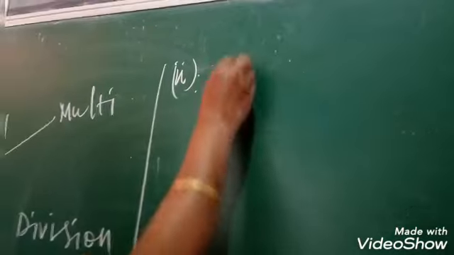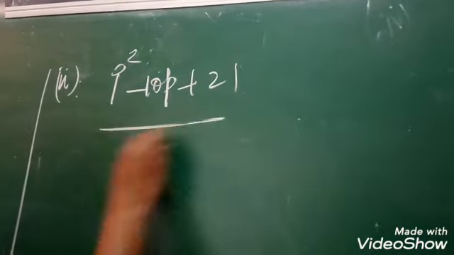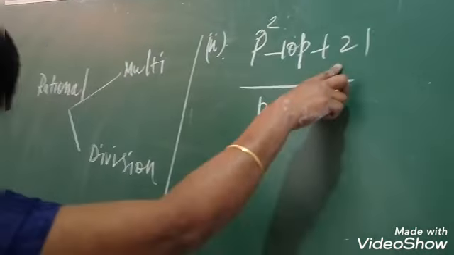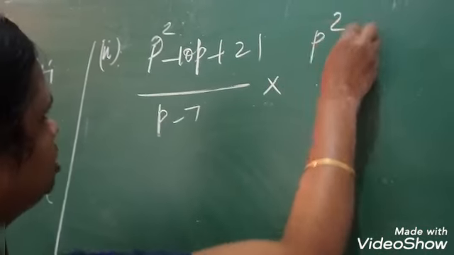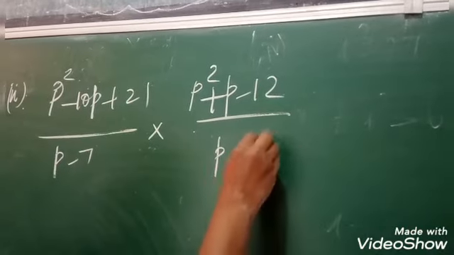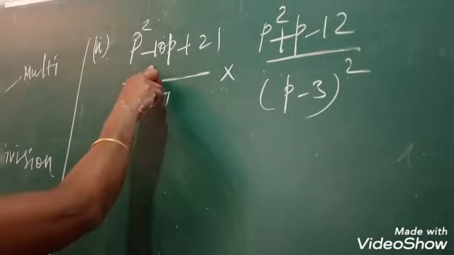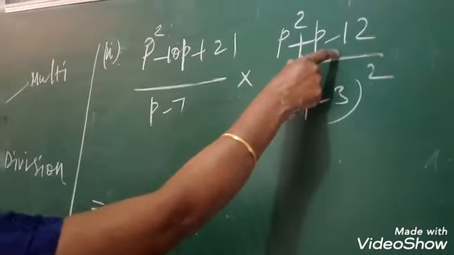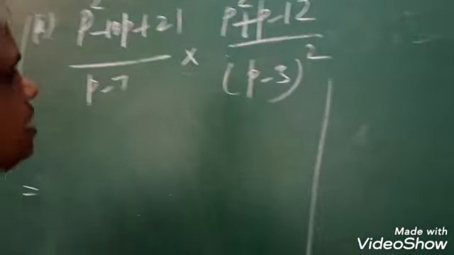See the second sum: p squared minus 10p plus 21 divided by p minus 7, multiplied by p squared plus p minus 12 divided by p minus 3 the whole squared. See girls, the numerator is a quadratic expression, here also a quadratic polynomial, so we have to find the factorizations.